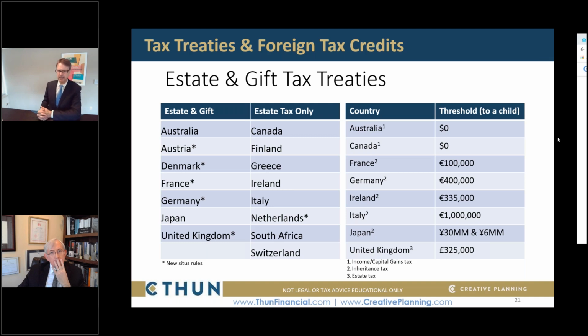Roger, you want to add anything to that? No, I don't see that there's much effect you can have on it. You'll have to go through the French notaire to get anything transferred to you. But you're not going to have any U.S. tax due. I can tell you that.